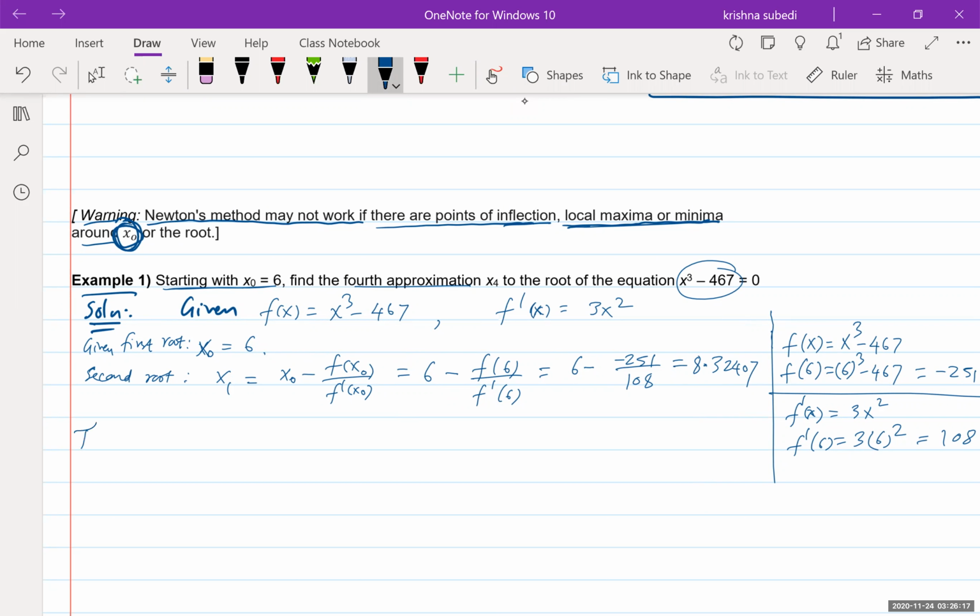So let us find third root. Third root, which is represented by x sub 2. And the formula is x1 minus f of x1 over f prime of x1. So that means x1 is 8.32407. Generally 4-digit, okay, at least 4-digit after decimal.